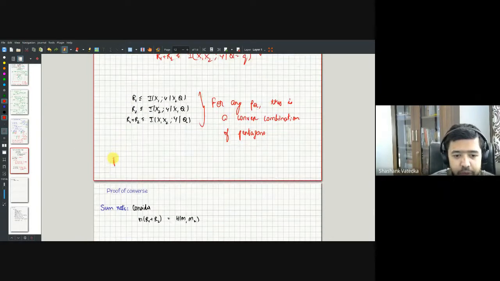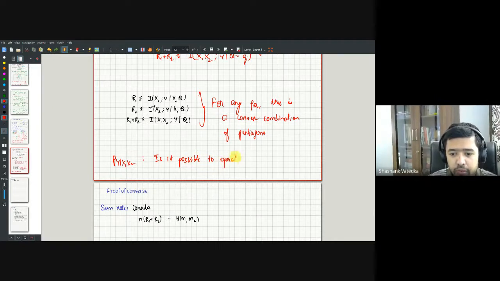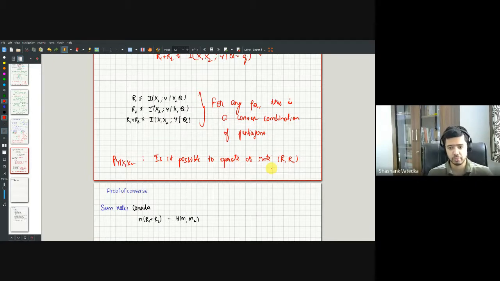So someone gives you a P(y | x1, x2), right? And as a system designer, even before designing a code, someone asks you, is it possible to operate at rate pairs R1, R2, right? So even before designing encoders and decoders, you want to know if it is possible to operate, right? And how do you do that?